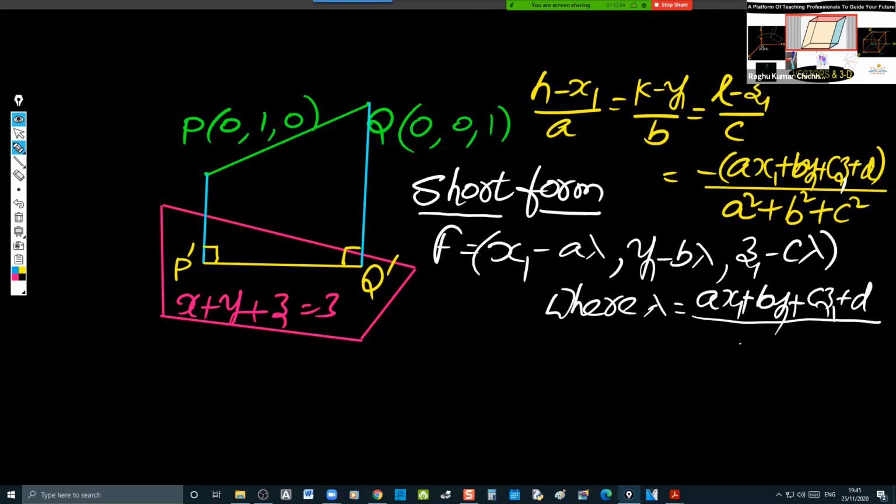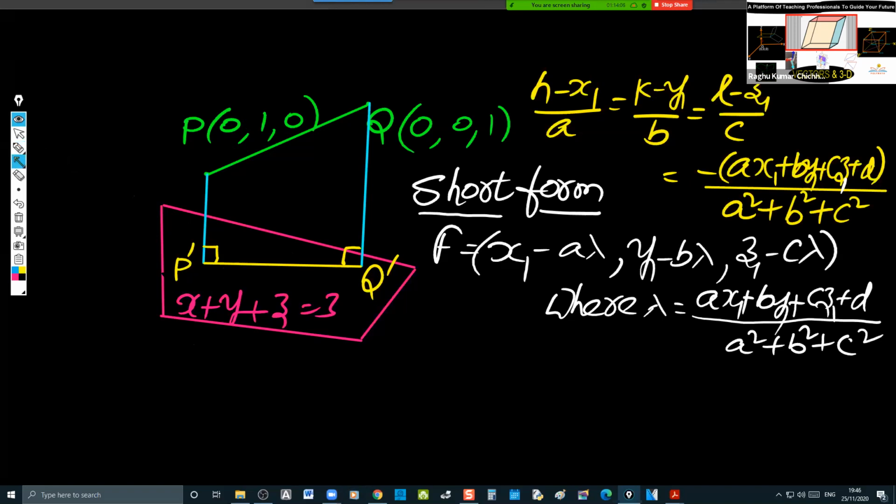See it carefully, please. Now I need P dash here, P dash. Let me find out lambda first. Lambda for P dash is, in this case, simply substitute the point in the plane equation. Substitute the point in the plane equation. Then if you substitute the point in the plane equation, what is it that you get in this case?